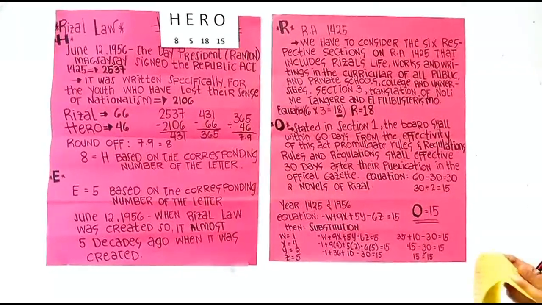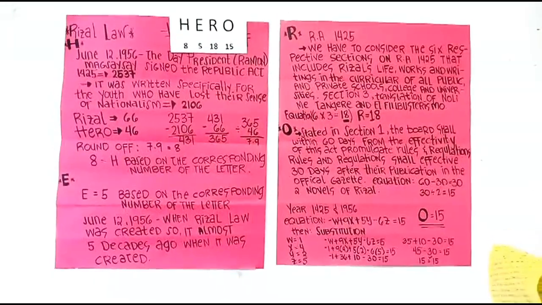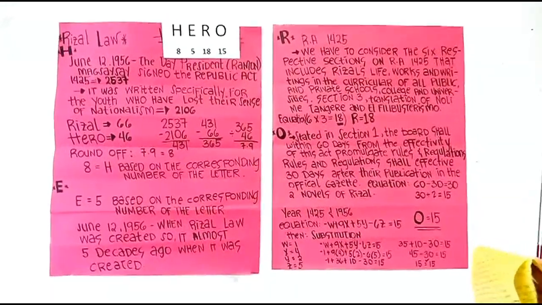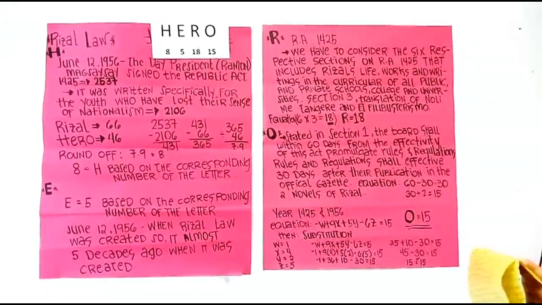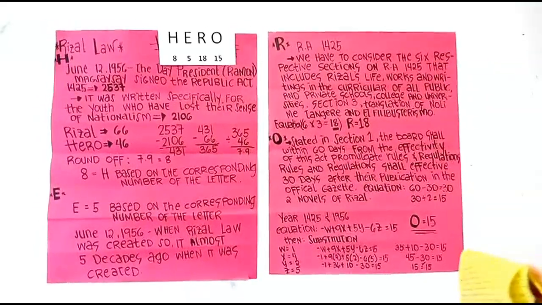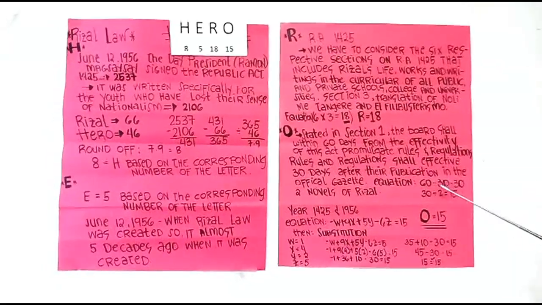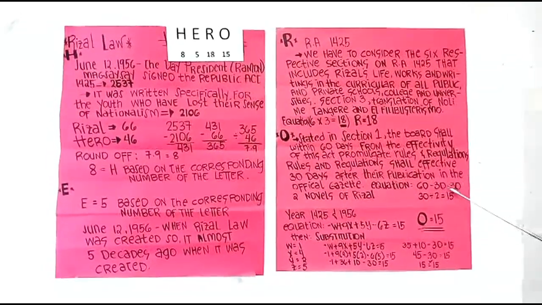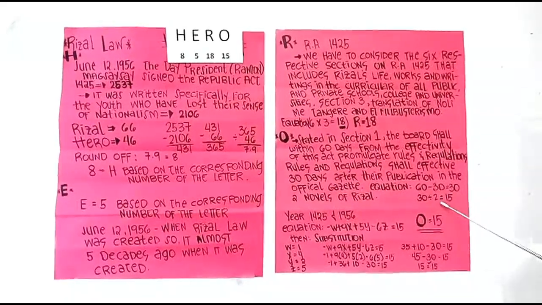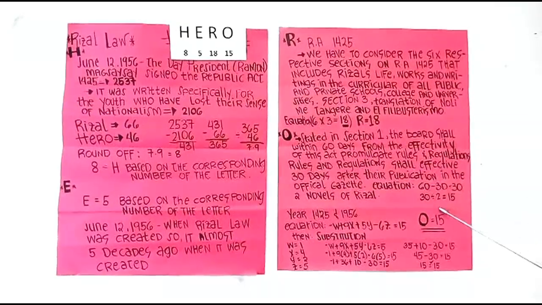In order to come up with the number 15, we subtract 30 from 60 and their difference will be divided to 2, which represents the famous novels Rizal had written, which are the Noli Me Tangere and the El Filibusterismo. So this is the equation, 60 minus 30. The answer is 30, and 30 divided by 2 is equals to 15, which is the letter O.